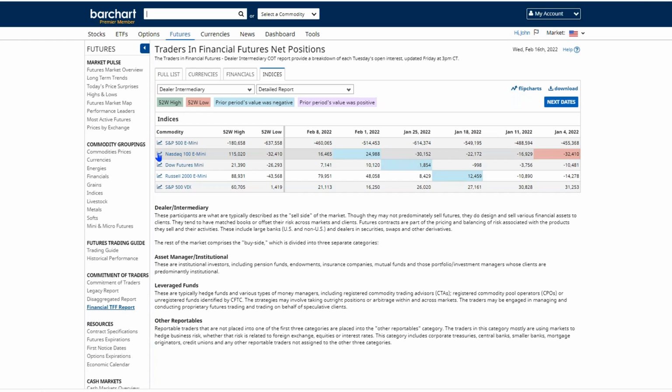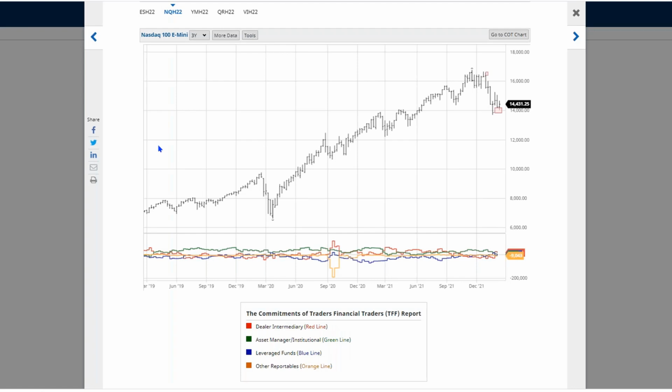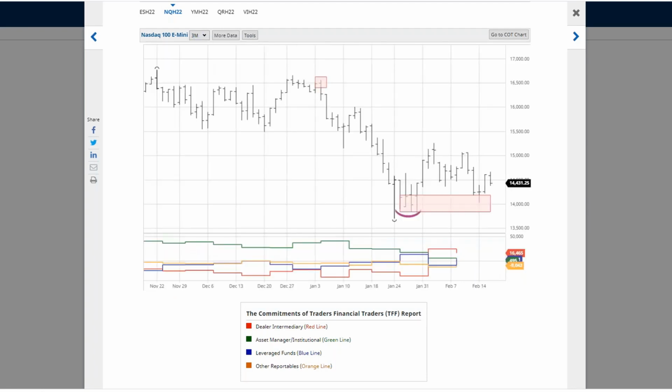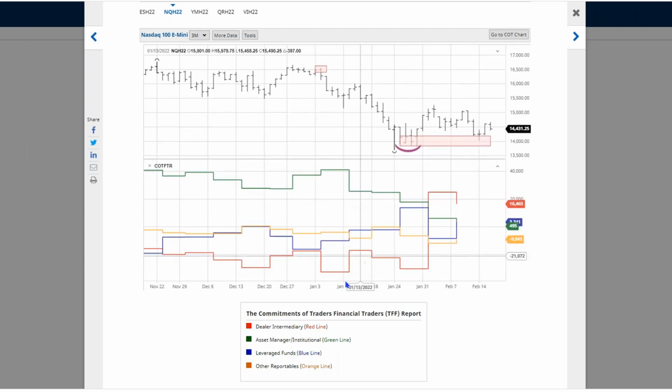If I go to the chart, again, I'm going to make this more granulated. This is a weekly chart. I want to break this down so you can see daily activity. Here is that January 4th date where our large Wall Street banks had the largest short position they had had in 52 weeks.